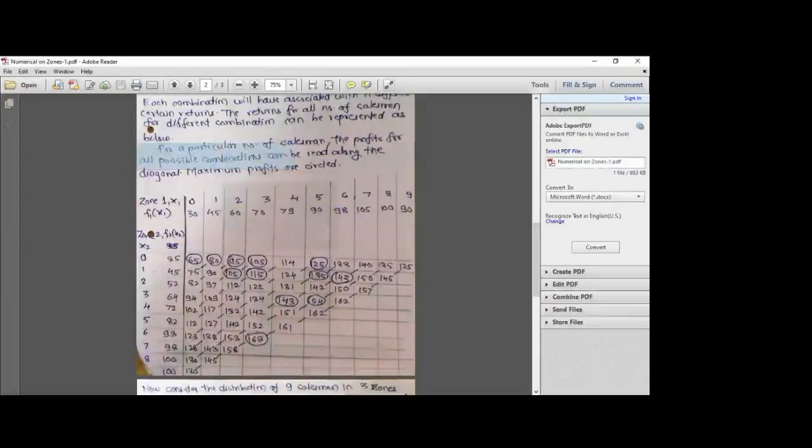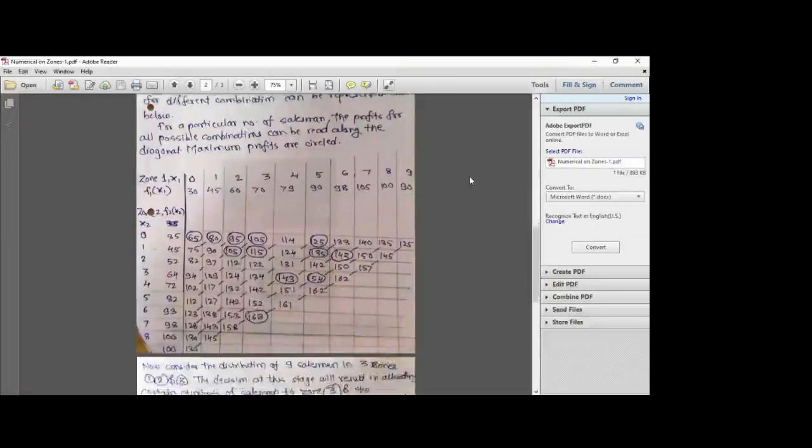So particularly here I have written this sentence, right? So for a particular number of salesmen, the profit for all possible combinations can be read along the diagonal. Maximum profits are circled, right?